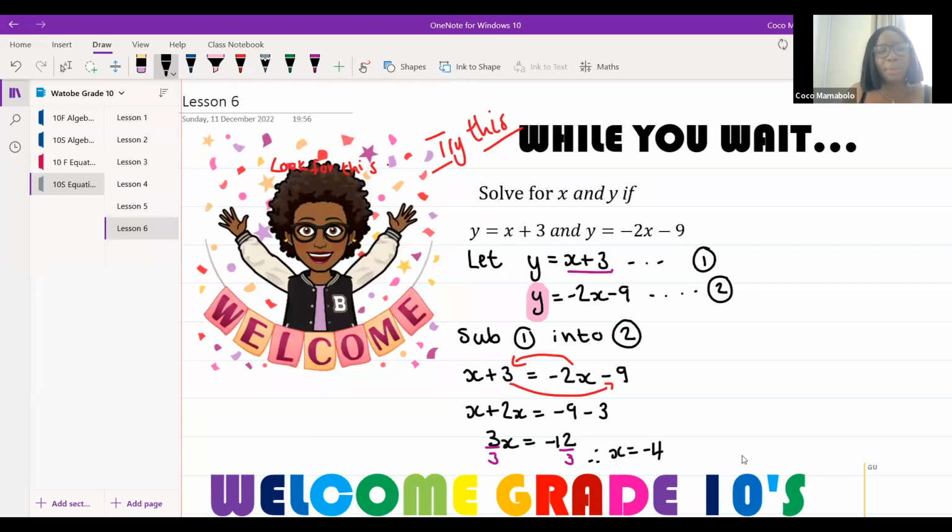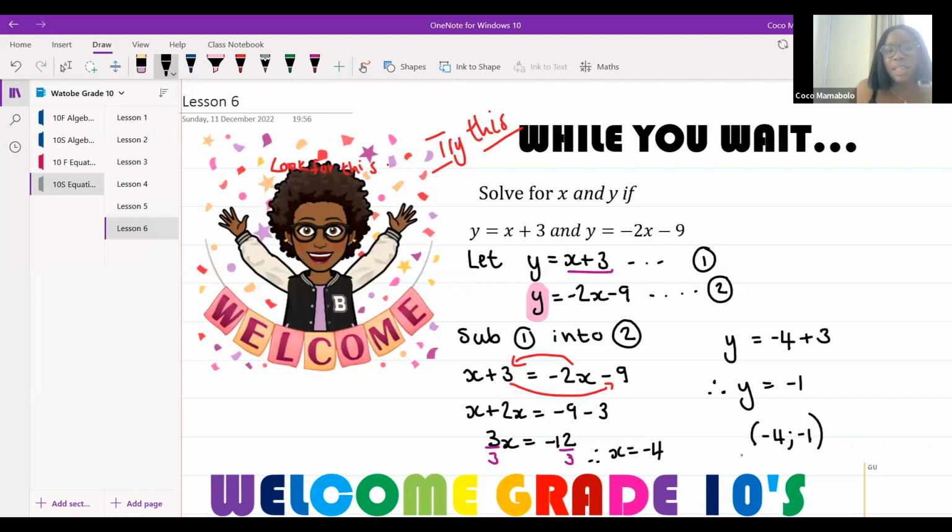I love it. And then we have to solve for y. So y is equal to, I'm going to substitute into equation 1 because it's the easiest. So I'm going to go negative 4 plus 3. And that means therefore y is equal to negative 1. And that gives me the coordinate. Remember, these are coordinates, guys. Negative 4 and negative 1.